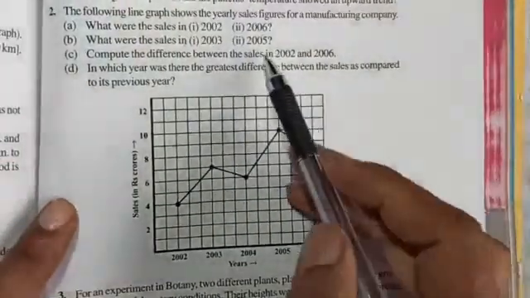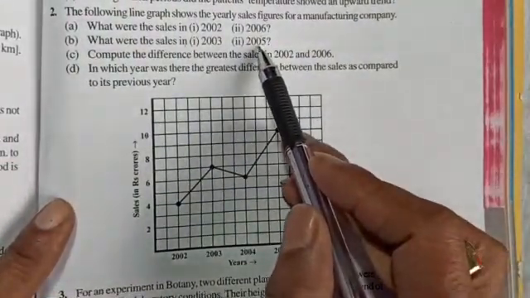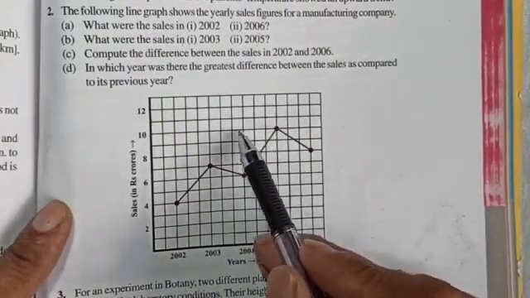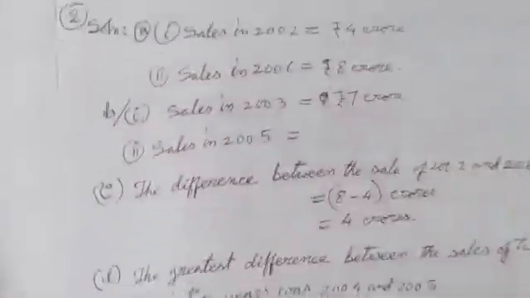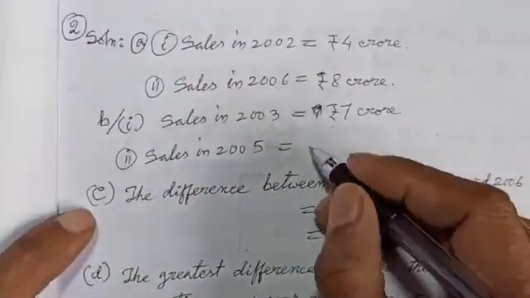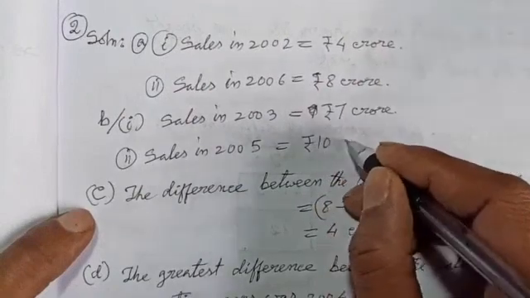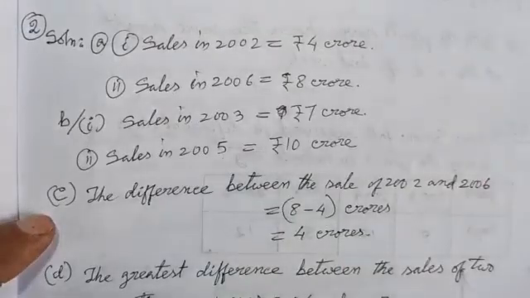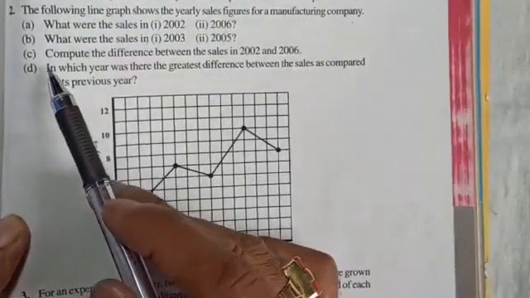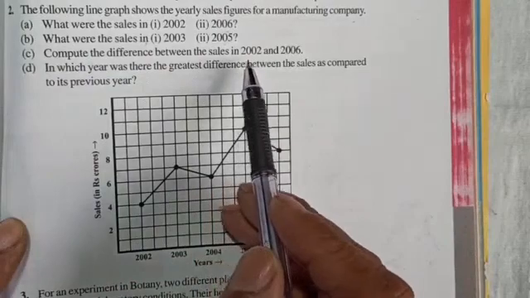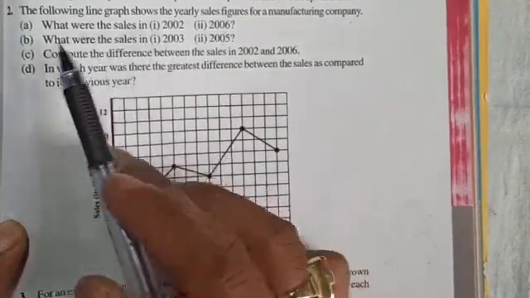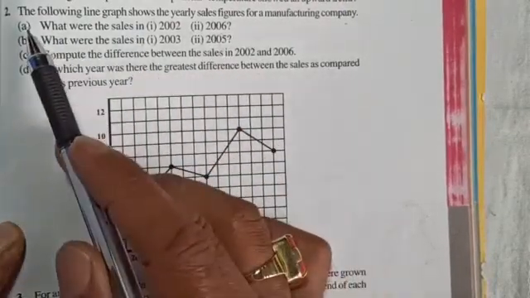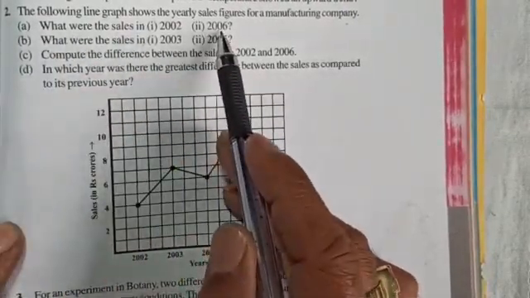Now 2005. So in 2005 the sale is this point and this is 10 crore. So rupees 10 crore. Question number C. Compute the difference between the sales in 2002, that means this A (i) 2002, and 2006. That means question number A (ii) 2006.